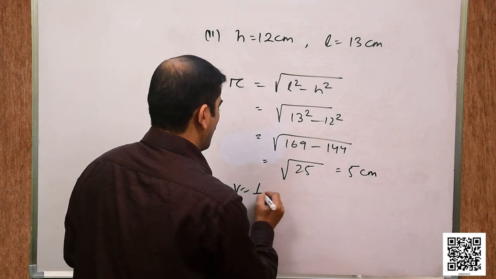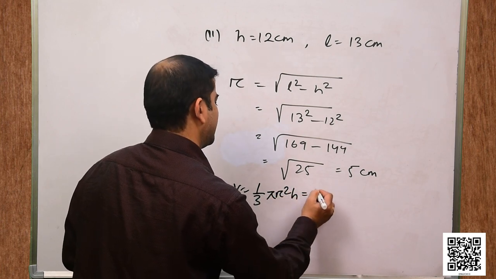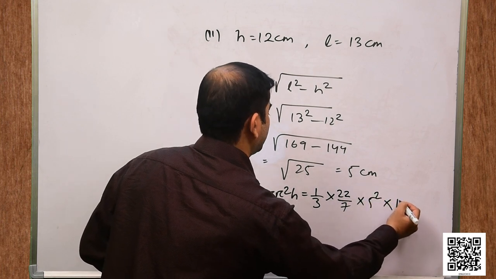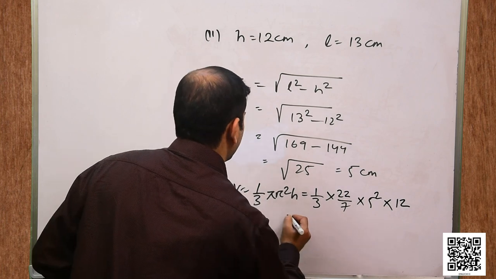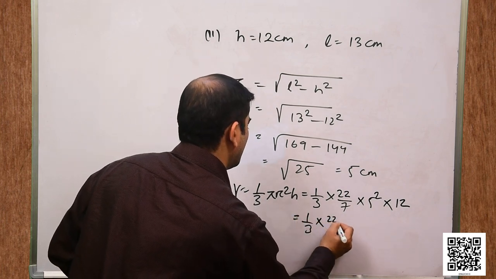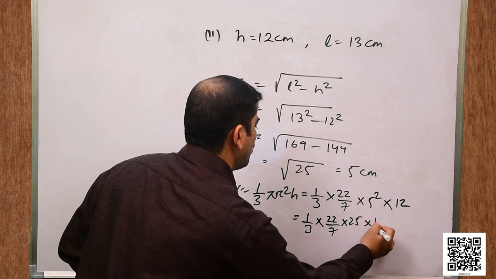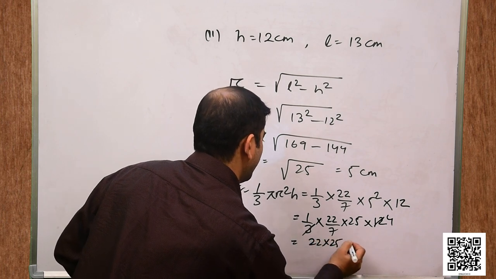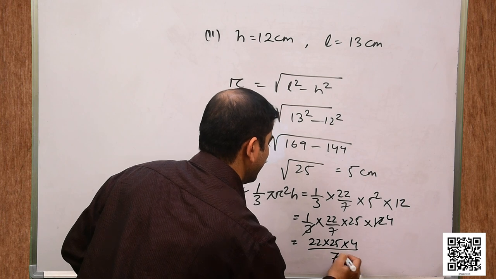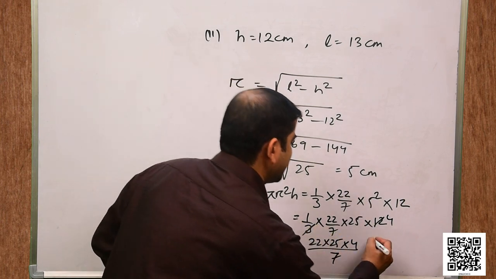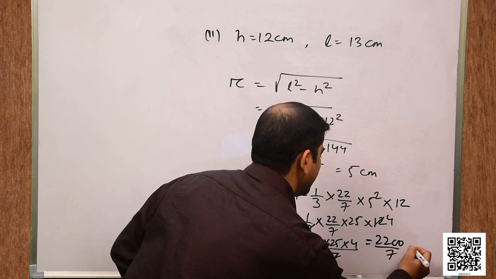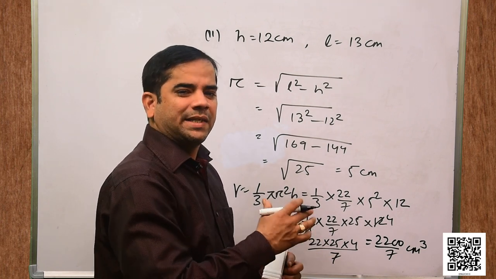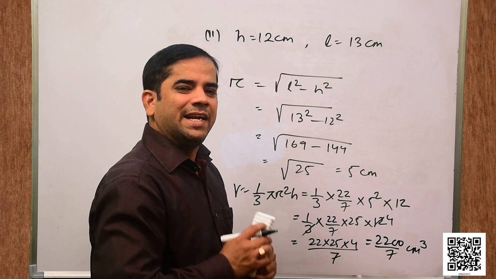So, volume is equal to 1 by 3 pi r square h, that is 1 by 3 into 22 by 7 into 5 square into 12. So, that is equal to 1 by 3 into 22 by 7 into 25 into 12. That is 22 into 25 into 4 by 7. So, when we calculate, it is 2200 by 7 centimeter cube. Let it be like this, because we are going to find the capacity. So, let us find the capacity in liters.